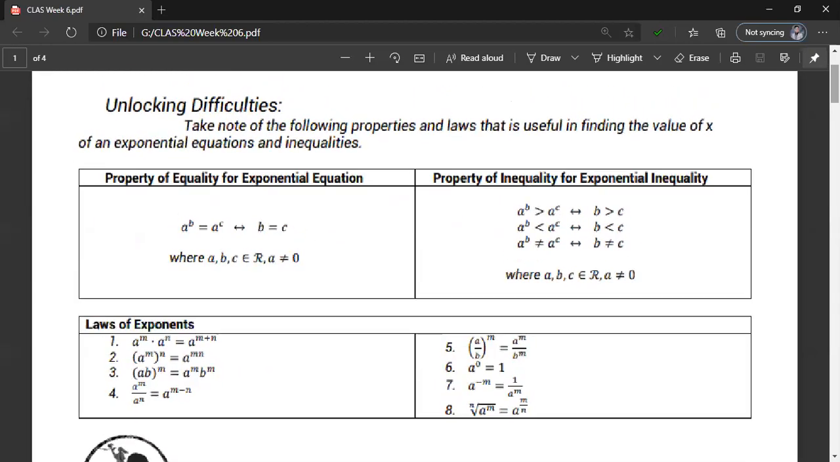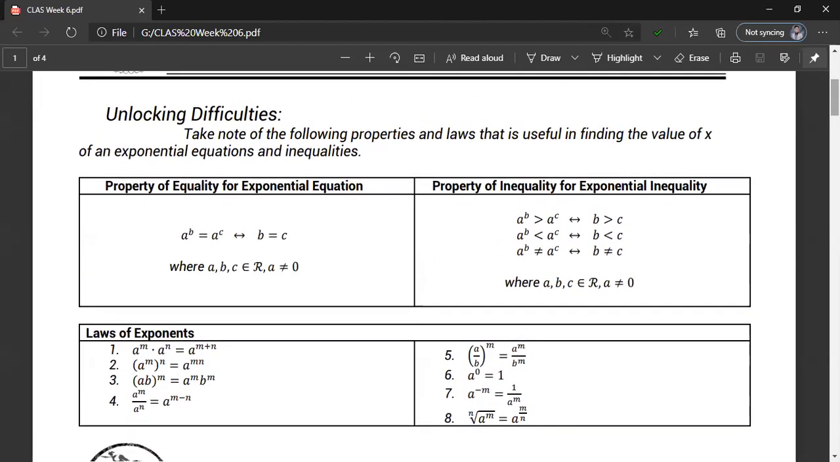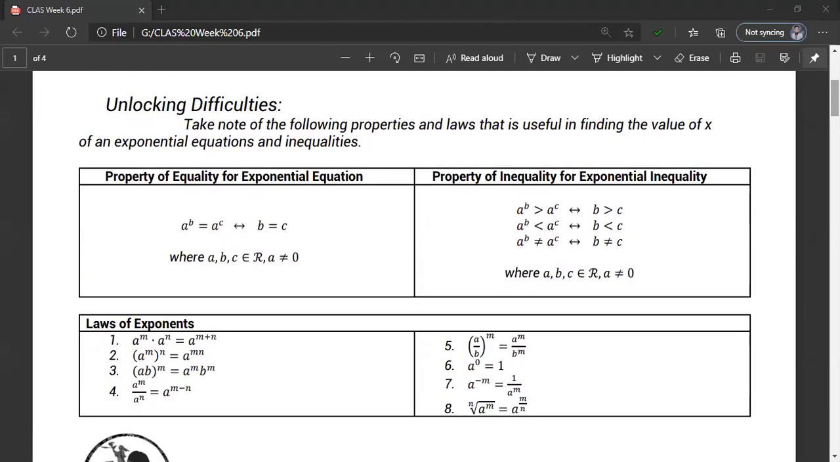So, ayan. So we have here Unlocking Difficulties. Take note of the following properties and laws that are useful in finding the value of x for exponential equations and inequality. By the way, nagre-record ba tayo? Check muna. Okay, we are recording our discussion for future purposes.